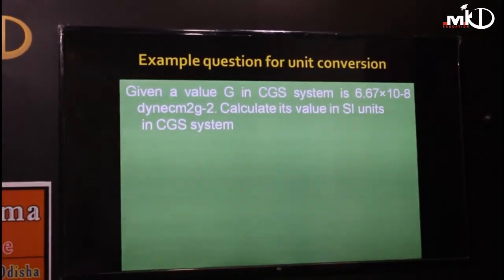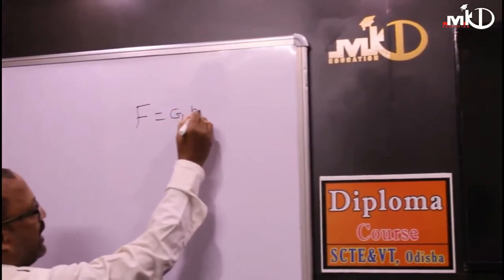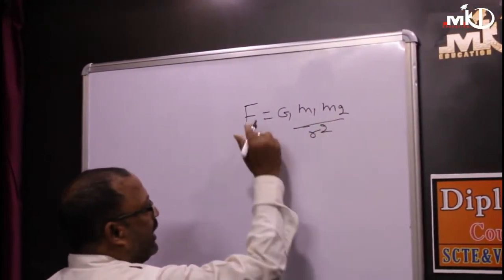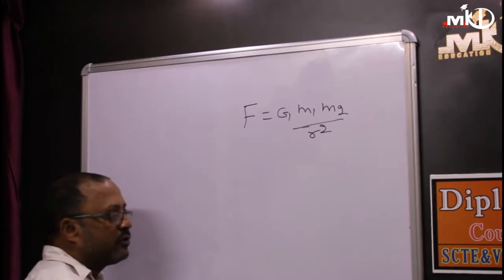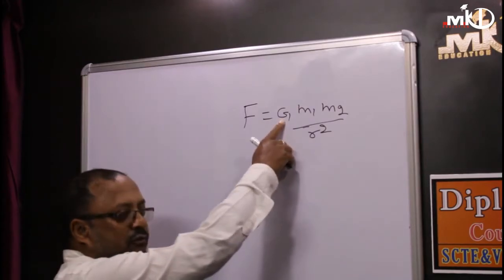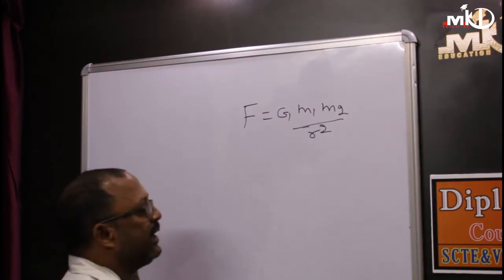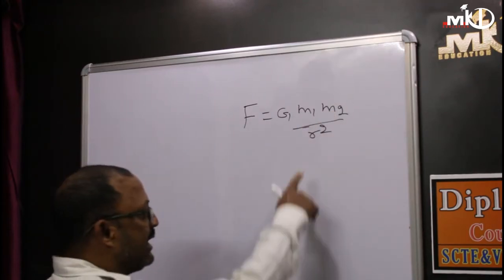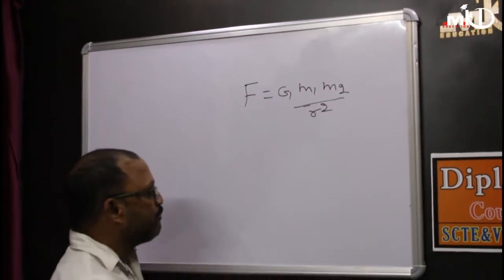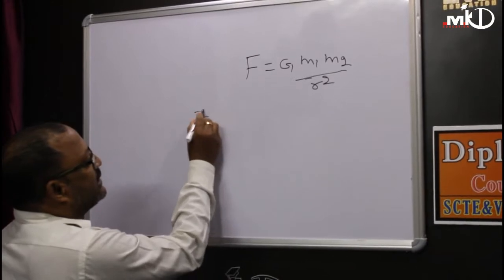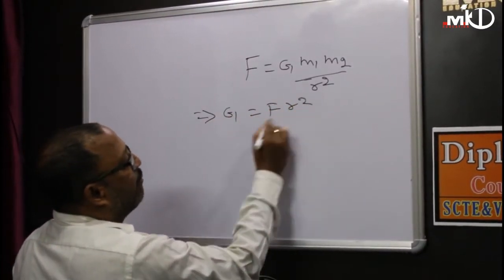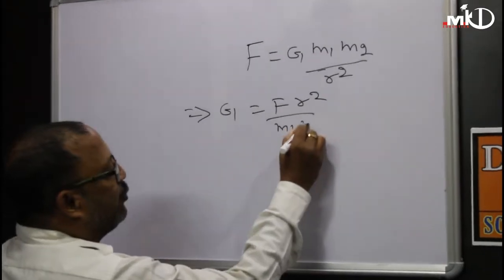In the last class I already explained to you that the force is equal to G M1 into M2 by R square. So F is the force, which is the gravitational force, G is the universal gravitational constant, M1 and M2 are the masses of two different objects, and R is the distance between them. This implies G is equal to F R square by M1 M2.